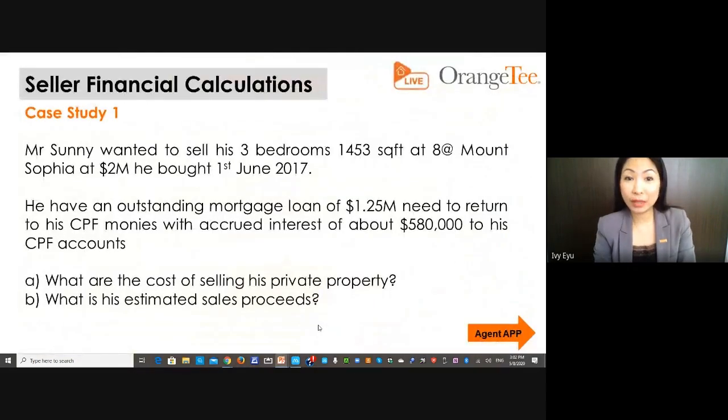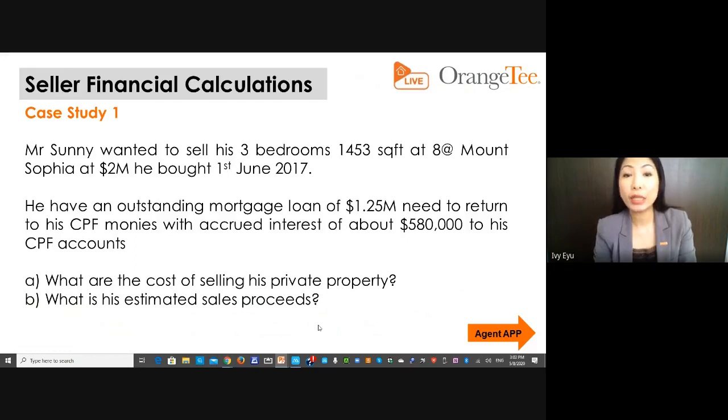Let's start with case study number 1. Mr. Sunny wants to sell his 3-bedroom unit, more than 1,004 square feet, at 8 Mount Sophia. I have tracked the resale transactions, and there are transactions for his 3-bedroom unit at about 2 million. He also told me he bought this property on 1st of June 2017, and he has an outstanding bank mortgage loan of 1.25 million. Because he's the sole owner, he needs to return his CPF money with accrued interest for the years that he has been paying installments.